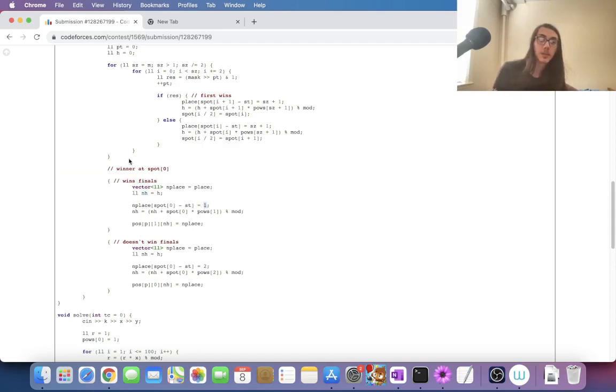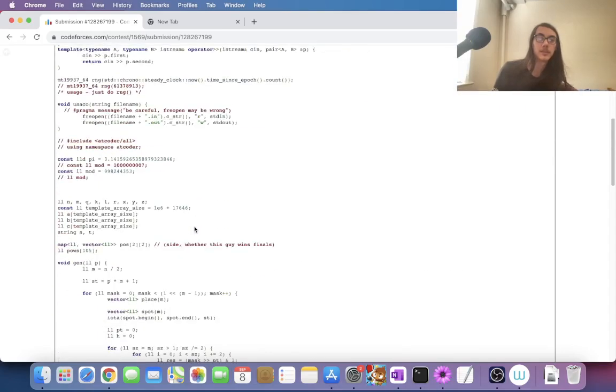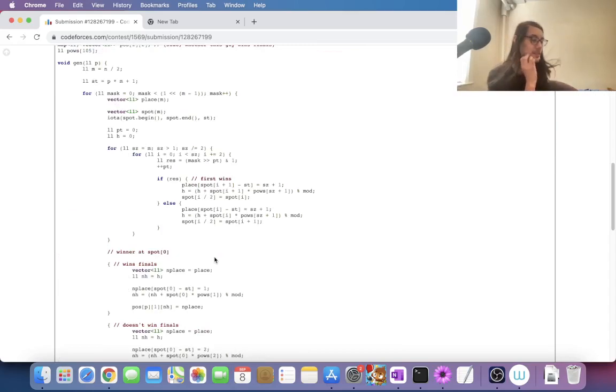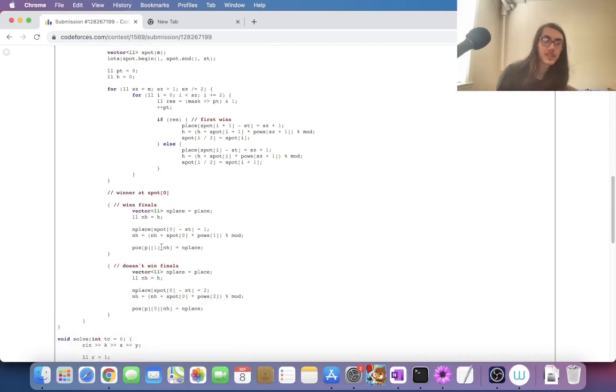Anyway, we set that place to 1. We're saying they're going to win the finals. And then we add the new hash in, assuming they'll win the finals, so it's a to the 1. And then set the map to be that. We can set it because even if we overwrite, we just need a valid sequence that corresponds to that hash value. So even if there are multiple, we only need one of them. So it's fine to just assign it.